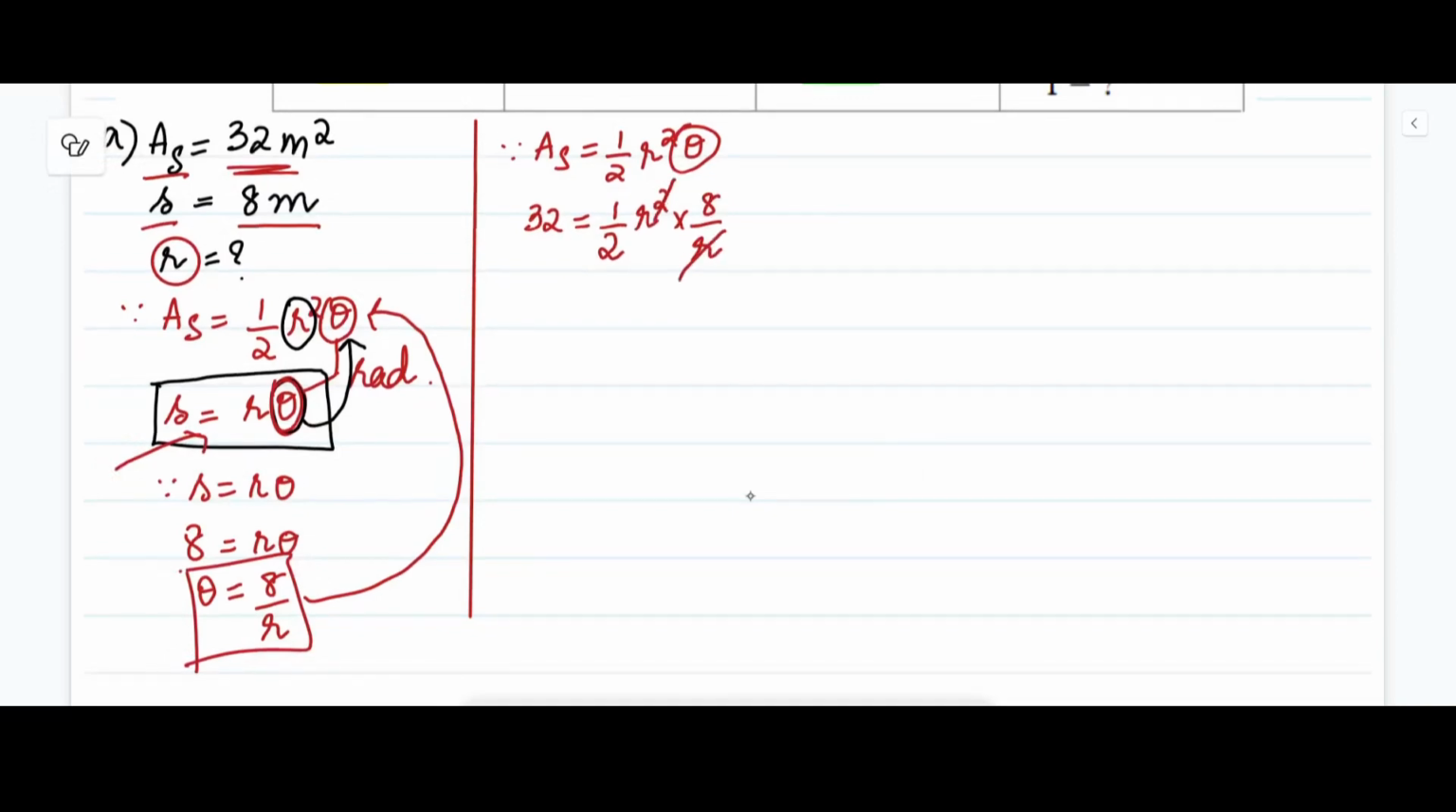So r and r cancel out each other. 2 into 4 is 8, and 4 into 8 is 32. So therefore we get the value of r to be equal to 8 meters. So this is our final answer.